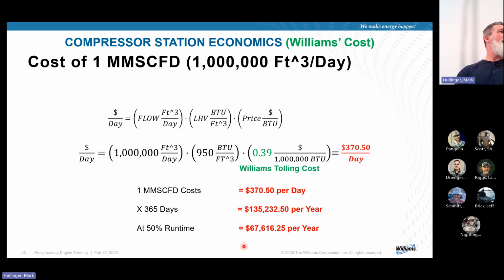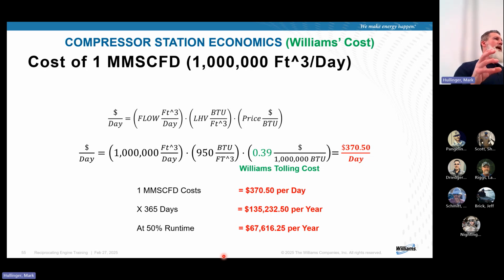So what was the term you used? Tolling? Tolling, just like a toll booth. Yeah, good point. I might have glazed over that. So that's how transmission makes money: we charge you to go through our gate or use our pipe, right? They talk about firm transportation. We're just transporting your product from one place to another. Different parts of the pipeline are different, but it averages out to 39 cents. Mountain West will be pretty close to that too.